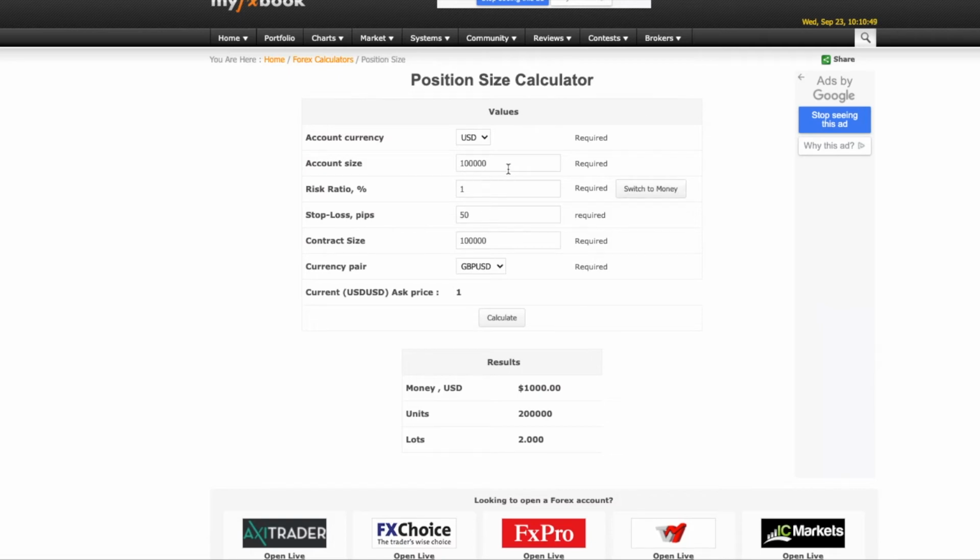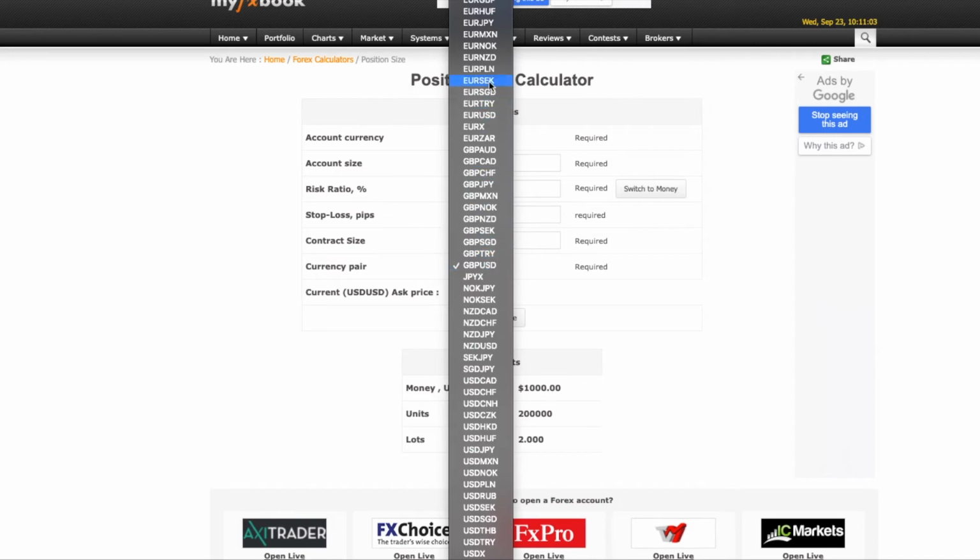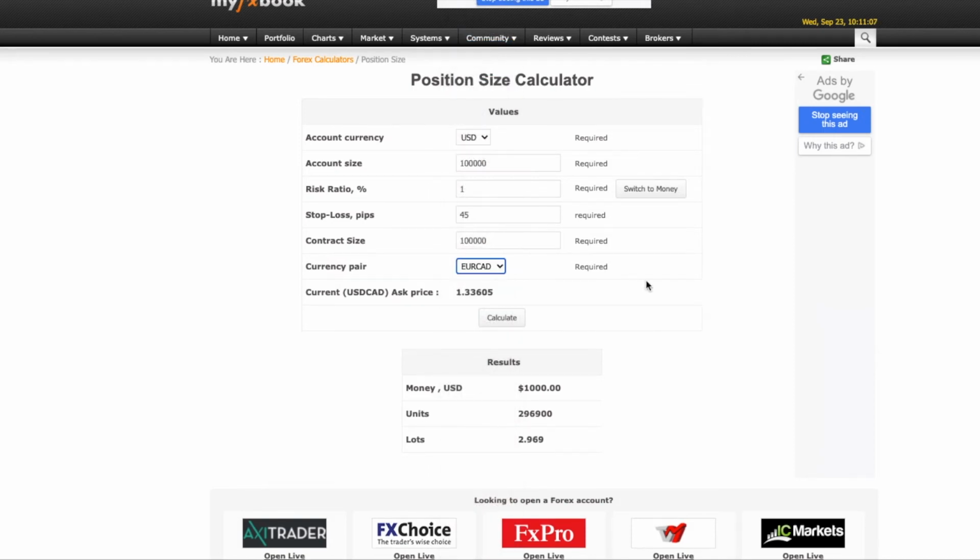And for this example, we're just going to have a $100,000 account. We're going to risk 1%, and our stop loss was 45 pips on the Euro CAD short. We are going to switch our currency pair to Euro CAD, calculate, which it does automatically. I think, let's make sure it is doing it. Yep.